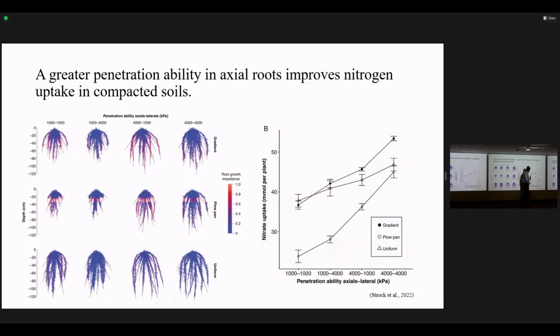So here we are showing, for example, this one gradient represents a soil with homogeneous compaction. Flow pan represents a soil with a hard layer. Well, we will focus here on flow pan, which is the one that has the hard layer. So we observe that having a high penetration ability, which is 4,000 and 1,000, or 4,000, 4,000, in these two cases, having high penetration ability improves the performance of those plants.